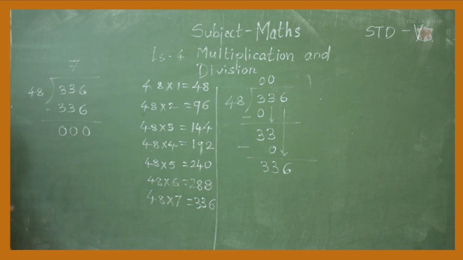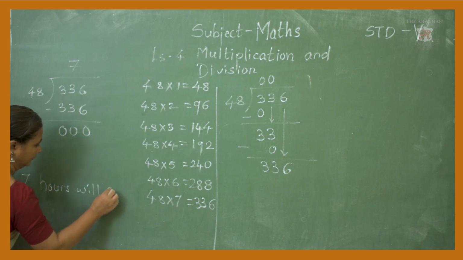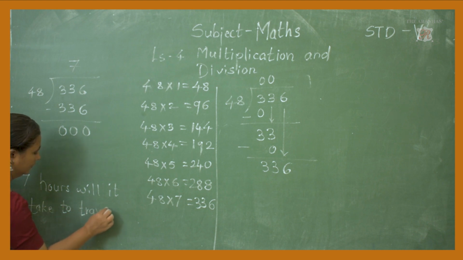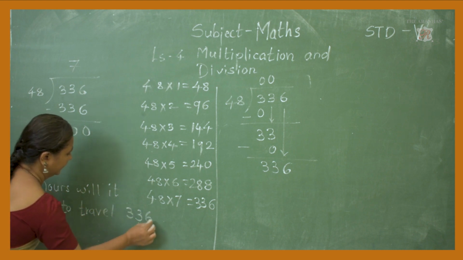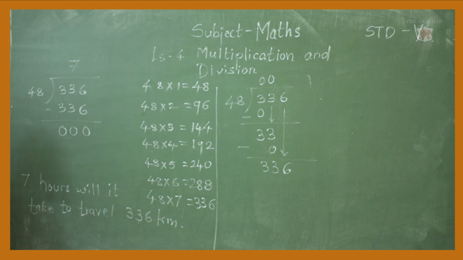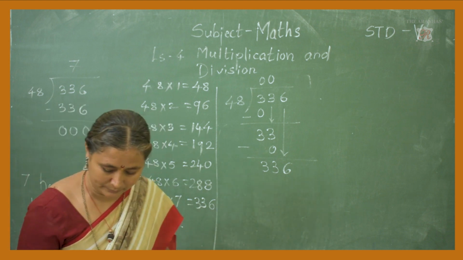So now tell me, how many hours does it take to travel 336 kilometers? 7 hours. So write the statement that 7 hours will it take to travel 336 kilometers. Okay. Now take the next sum.